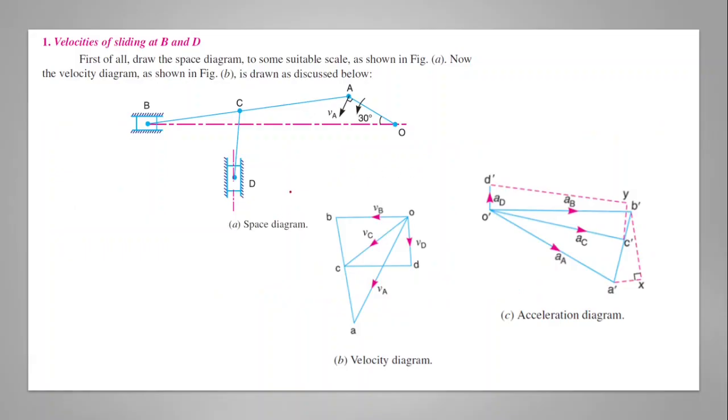Then for finding out the velocity and acceleration of different links, we have to prepare a space diagram. First, initially we have to prepare a space diagram. Here is the space diagram. First we draw a horizontal line like this, then fix a point on that horizontal line, then draw the link OA, which is inclined 30 degrees with that horizontal line, and that OA is given.